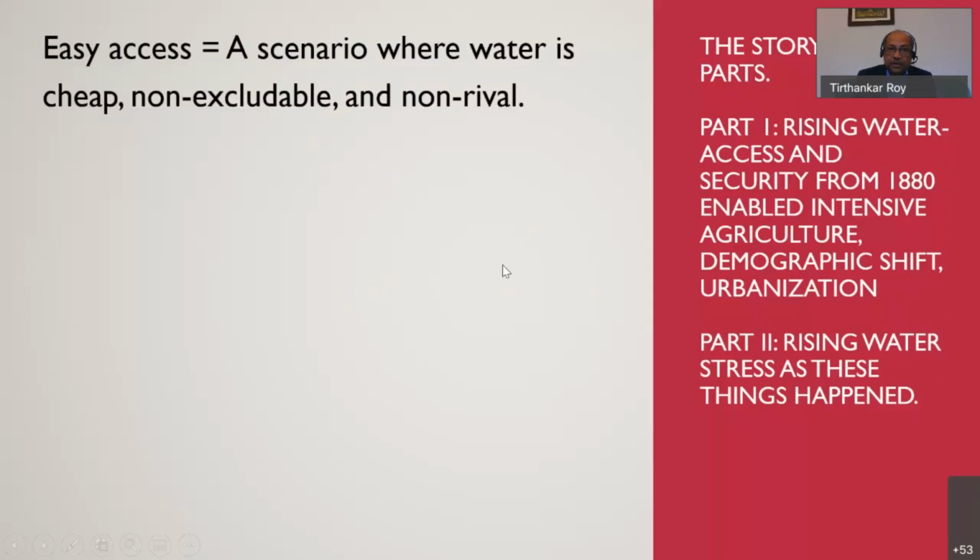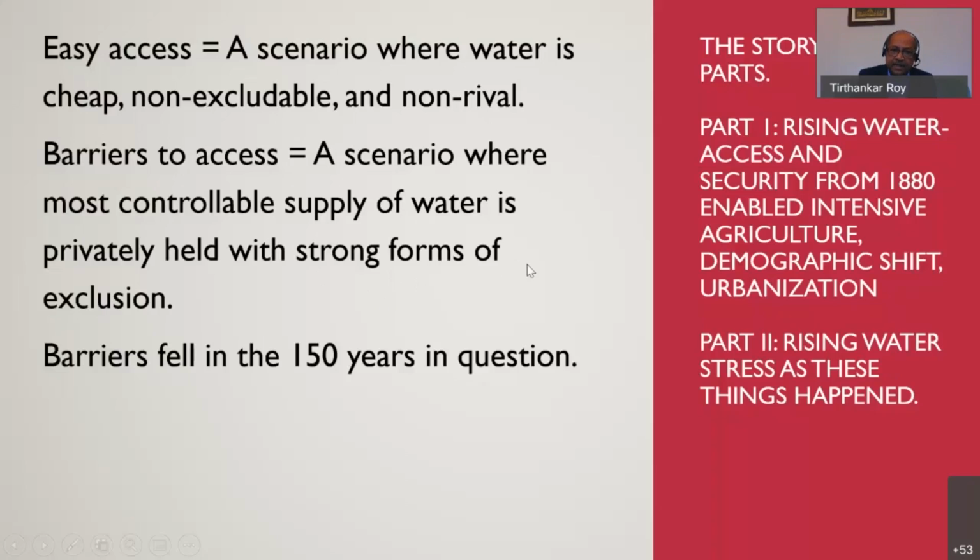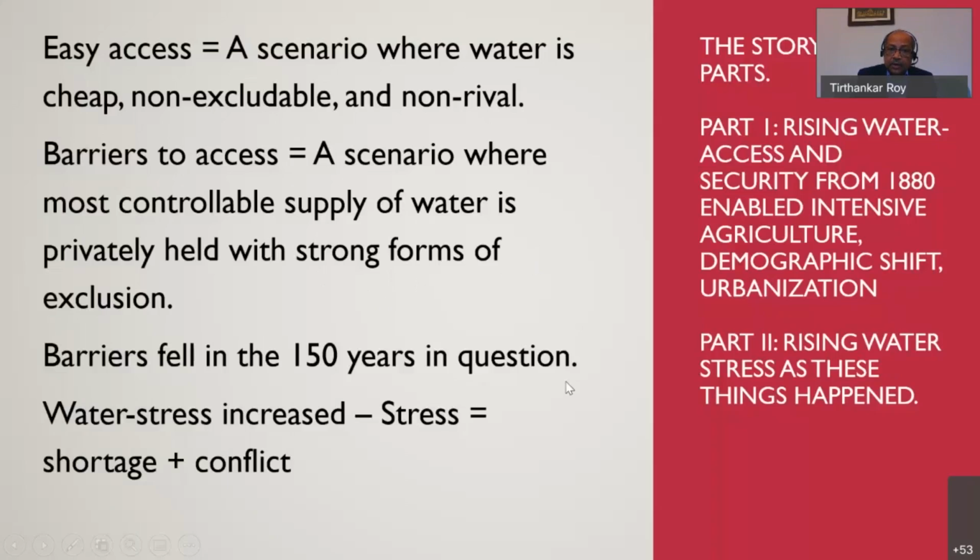So the first part starts with the definition of a theoretical scenario where water is cheap, non-excludable, non-rival, you get plenty of it at very little effort, as you do indeed in many parts of Western Europe or North America or Japan. Compare that with the South Asian situation where there are more barriers to access to begin with, a scenario where most controllable supply of water, that is, controllable by human action, which means that in the dry seasons you can mine it or tap it, was privately held with fairly strong forms of exclusion. I'll explain what strong forms of exclusion mean. What I'm suggesting in the first part is that these barriers weakened in the 150 years in question. And what I define by water stress is that as these barriers weakened and there was a wider distribution of water, shortages increased and also conflicts increased, conflicts over rights. That's what I call stress.